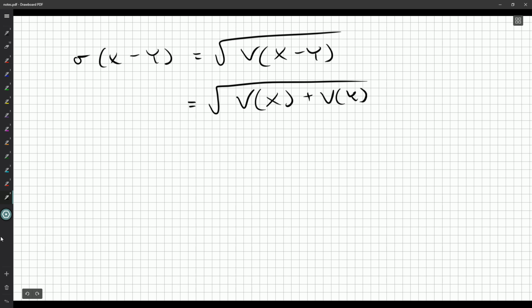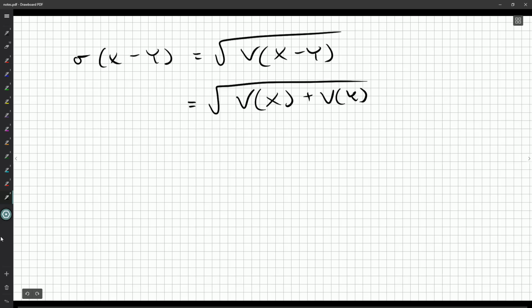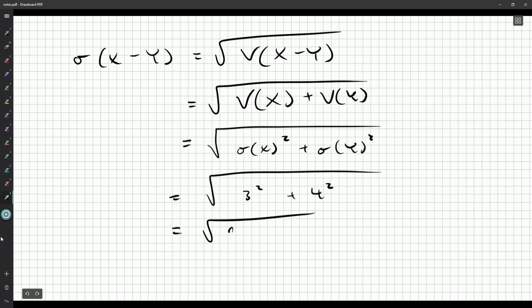We go back to the question, and we see, they didn't tell us that. But they did tell us the standard deviation of x and the standard deviation of y. And so to get the variance, we just square standard deviation. So we get 3 squared plus 4 squared. That's 9 plus 16. So the standard deviation we want is the square root of 25.